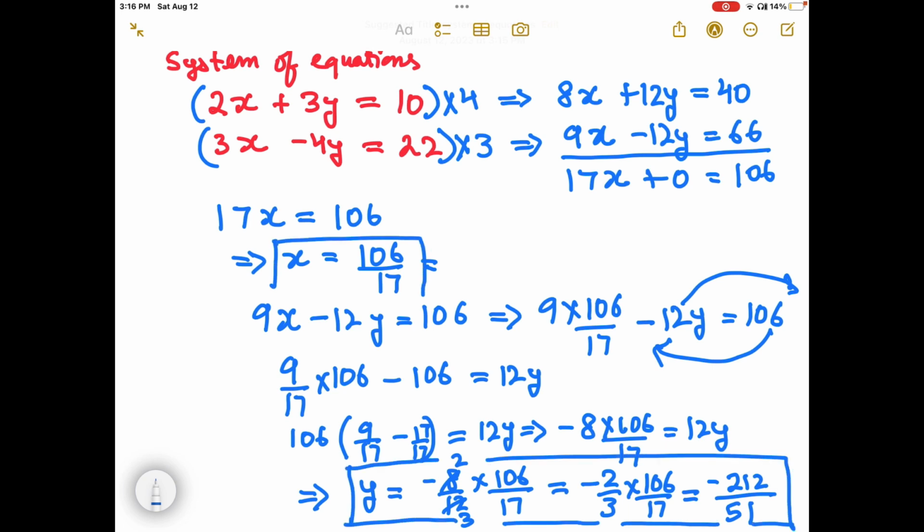x is equal to 106 over 17, and y is equal to minus 212 over 51.